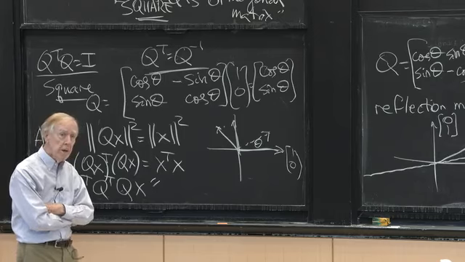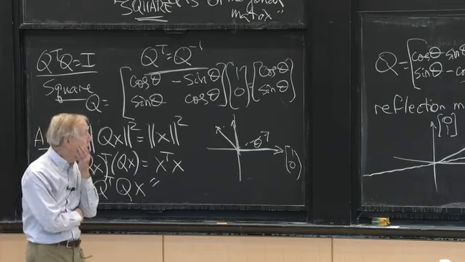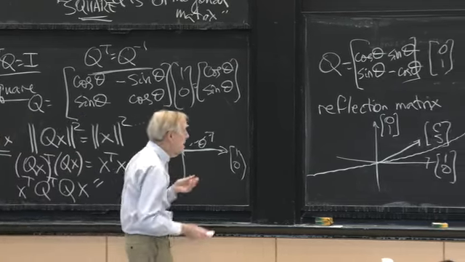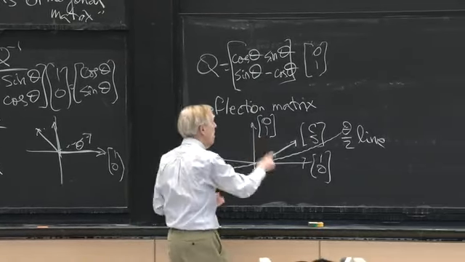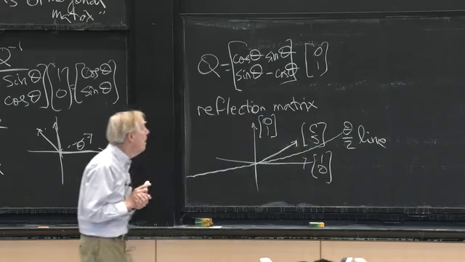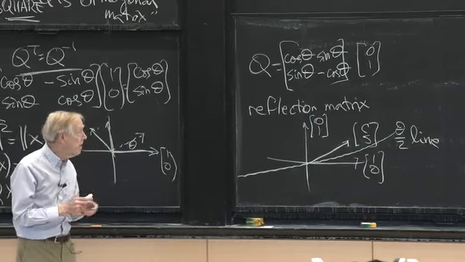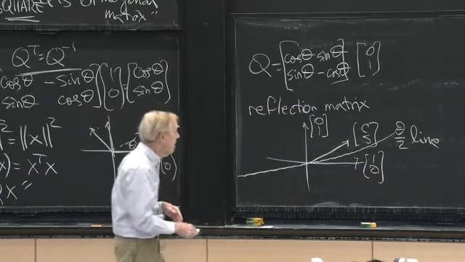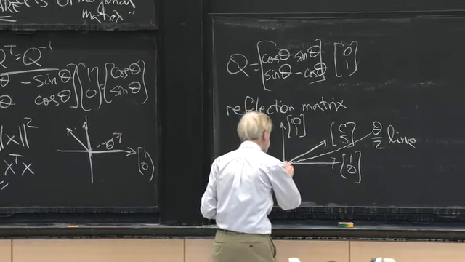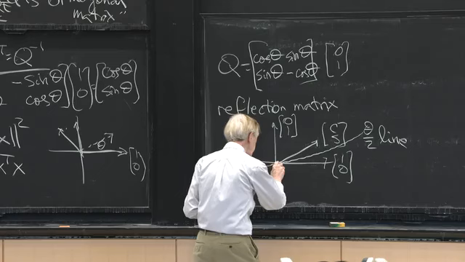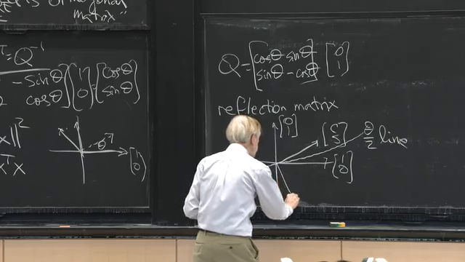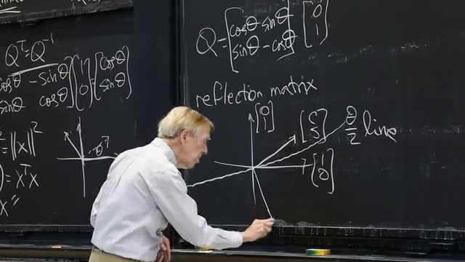Sine theta, minus cos theta, right? It's the second column. And so where is that? Well, it's perpendicular to that guy. That's what I know, right? That was the point, that the two columns are perpendicular. So it must go down this way, right? Sine theta, cos theta. And it doesn't change length.